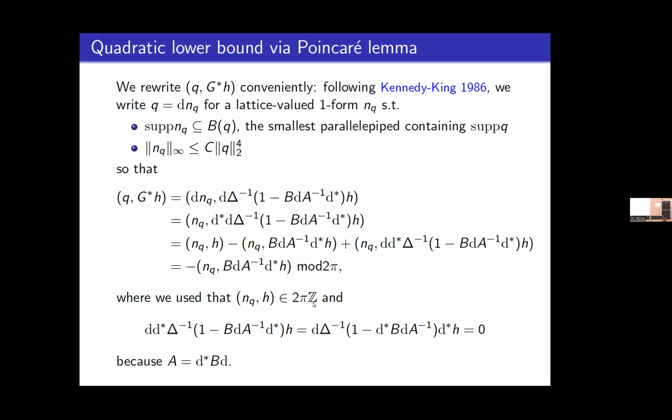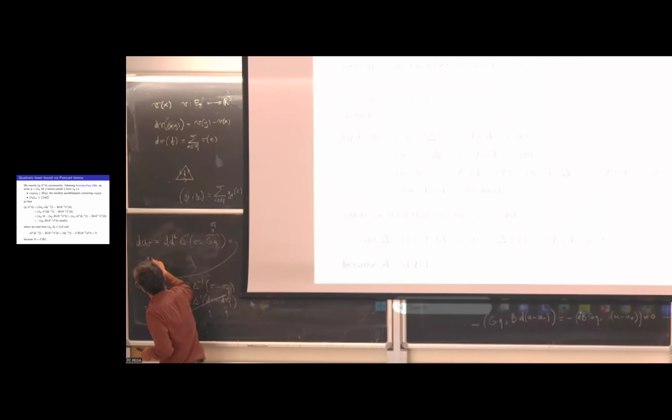Anyway, so you get this. Now you do the same trick as I did before. So this D star D is written as Laplacian minus DD star. So I do exactly this thing here. D star D is written as Laplacian minus DD star.